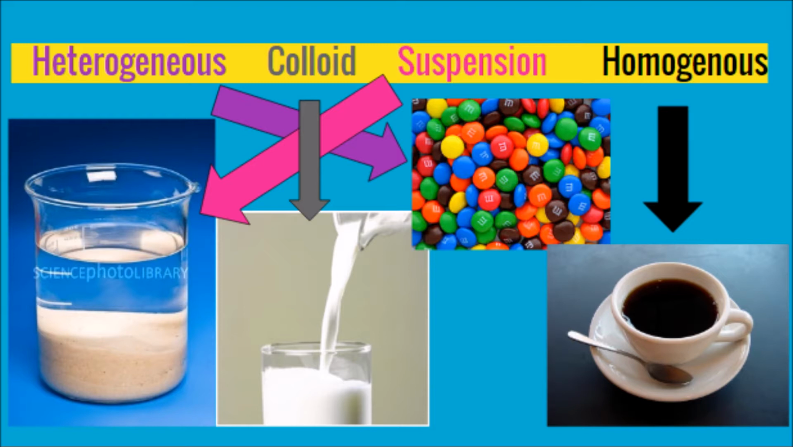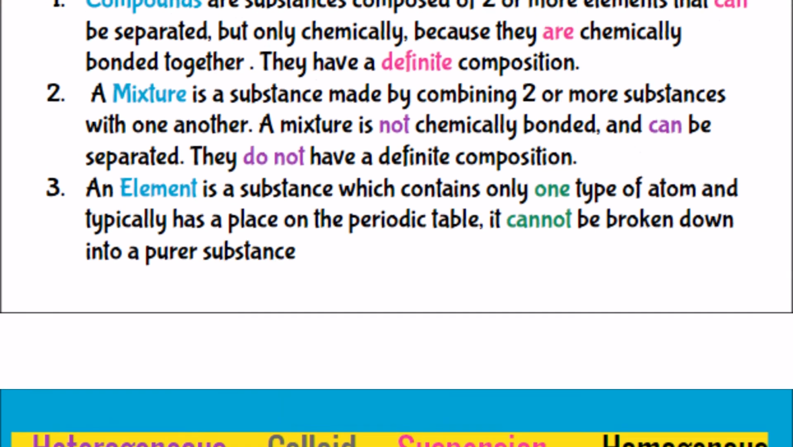Now, if you don't understand why, refer back to our slides on mixtures, and you will see that homogeneous has the same composition, while heterogeneous is a mixture of different properties with different compositions, such as the different colored M&Ms. The suspension is because the sand at the bottom settles, unlike the colloid, where there are little particles in the milk that are not settling.